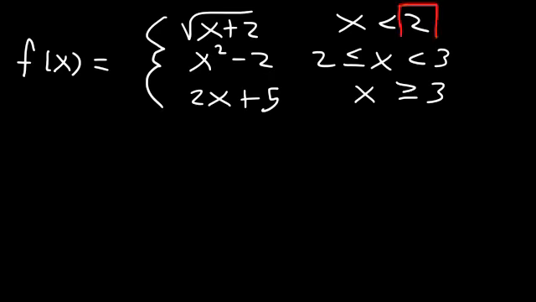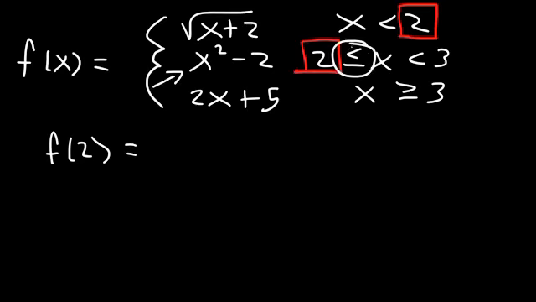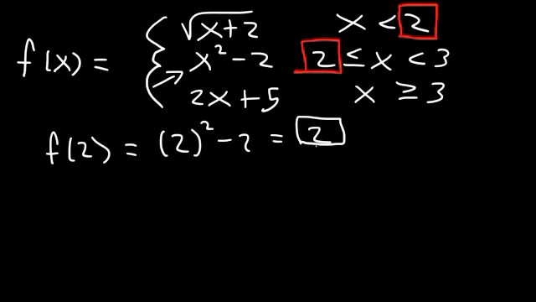So let's start with an x value of 2. So therefore, we need to use these two functions. So what is f of 2? To find f of 2, we need to use the second function because x is greater than or equal to 2. So that's going to be 2 squared minus 2, which is 4 minus 2, so that's equal to 2. So f of A is defined. That's step 1. Step 2, we need to show that the limit exists.